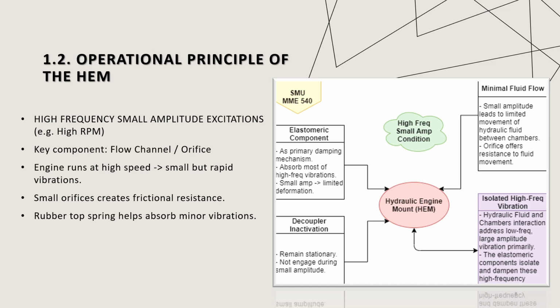And the other condition is the high frequency and small amplitude excitations, which is like a very high RPM. And the key component working in this part is the decoupler. On this high frequency and small amplitude excitation, the decoupler lets the fluid bypass the inertia track from the upper chamber to the lower chamber, and it plays its function as a resistance also to isolate vibration.